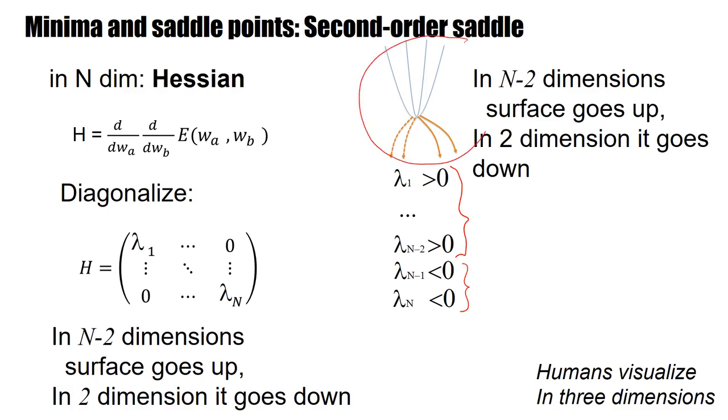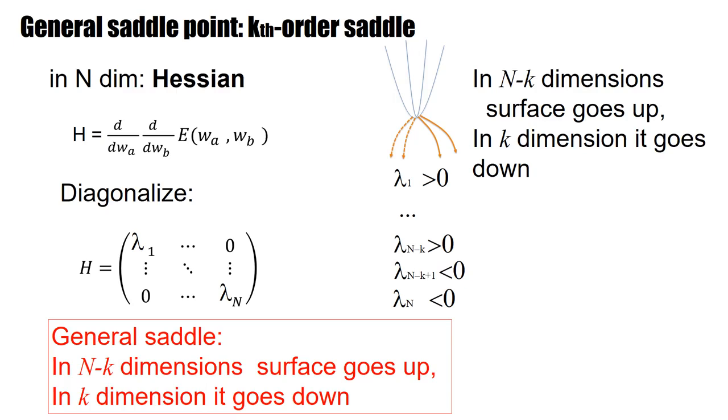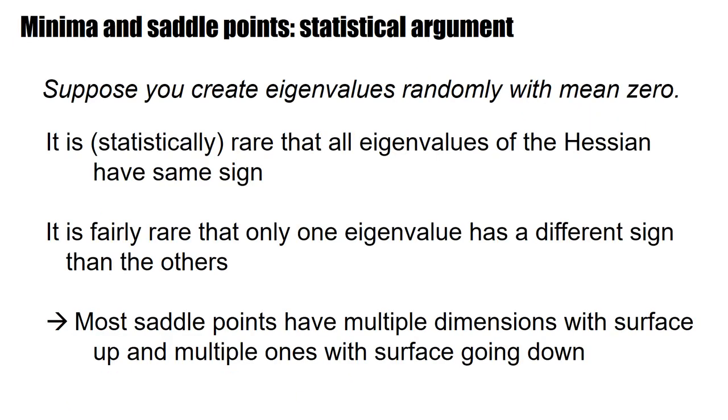The second order saddle point is that the surface goes up in n-2 dimensions and goes down in 2 dimensions. Now, this is a very strange sketch because we humans can only visualize things in 3 dimensions. So each doublet of arrows really means it's a dimension where it goes down, and then there's another dimension where it also goes down. And then there are n-2 dimensions where the surface goes up. So this is a second order saddle, and more generally we have a kth order saddle where the surface goes up in n-k dimensions and goes down in k dimensions.